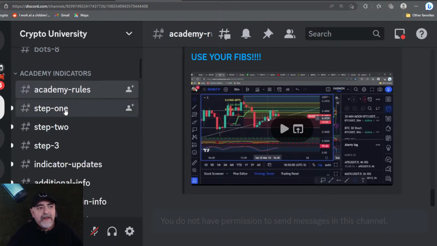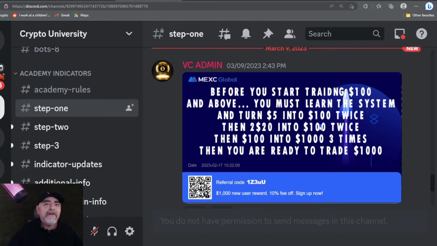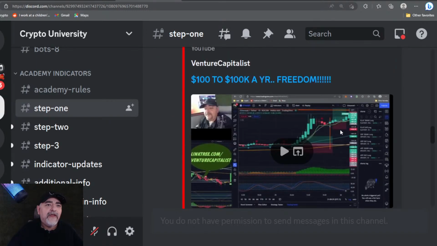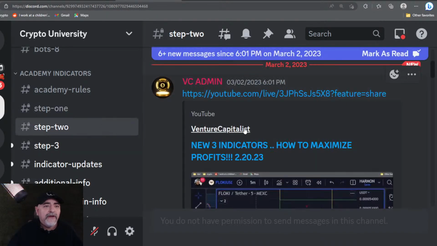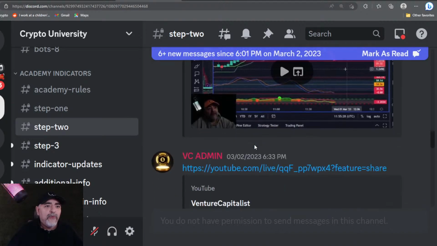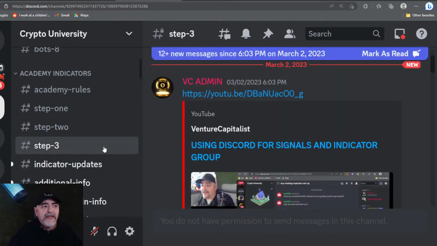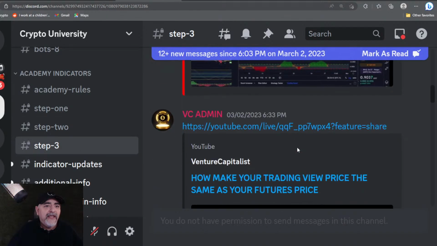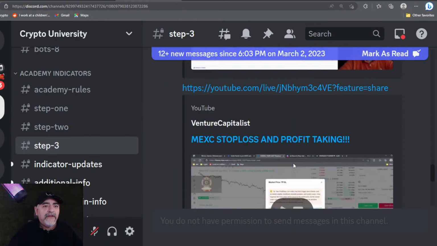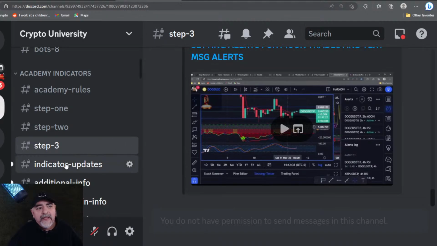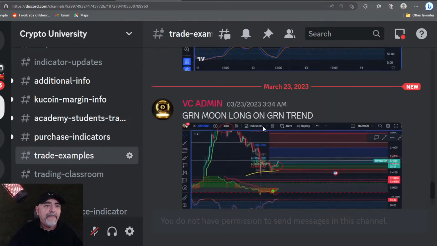So now that we got that set up, we have step one. Let me see what we have here as far as setting ourselves up for the trades that we want to do. I'm going to redo this setup and go to step one, step two, step three, using your signals, indicators, and setup. There you go, a reminder of your trades: indicators, updates, trade examples.